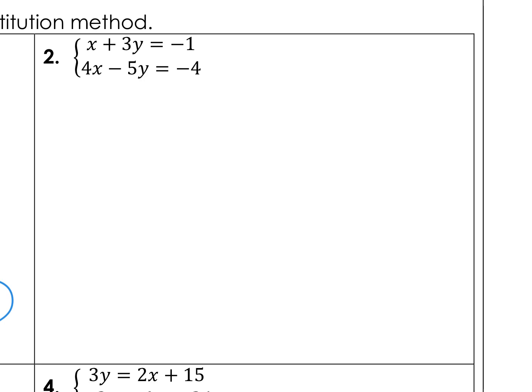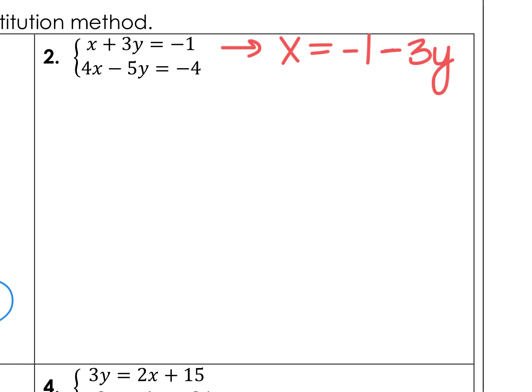Subtract the 3y. So I'm going to do side by side again. So it would be x is equal to negative 1 minus 3y. Y is really loopy. Okay. X equals negative 1 minus 3y.